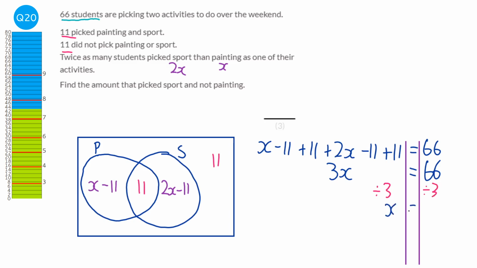So we've got x equals 22. If we go back to our Venn diagram now, we can fill in the blanks. Instead of x minus 11 there, we've got 22 take away 11, which is just 11. Instead of 2x minus 11 there, we've got 22 times 2, which is 44, take away 11, which will be 33. So it says, find the amount that picked sport and not painting, which is this 33 here.